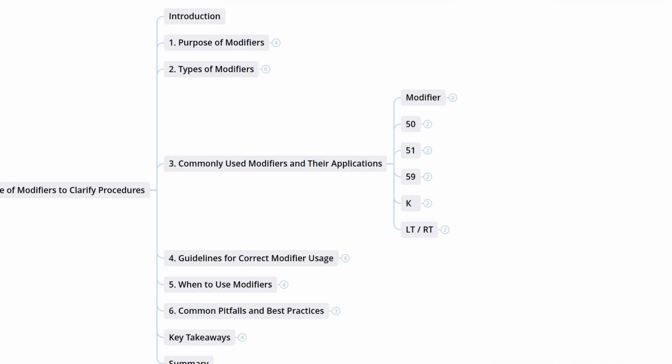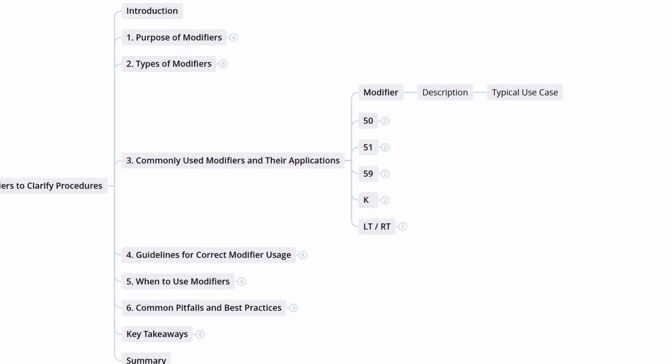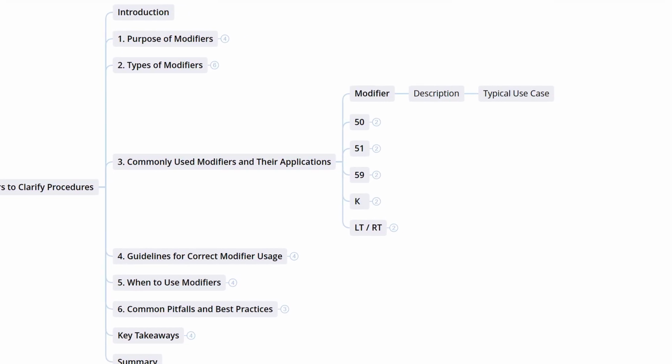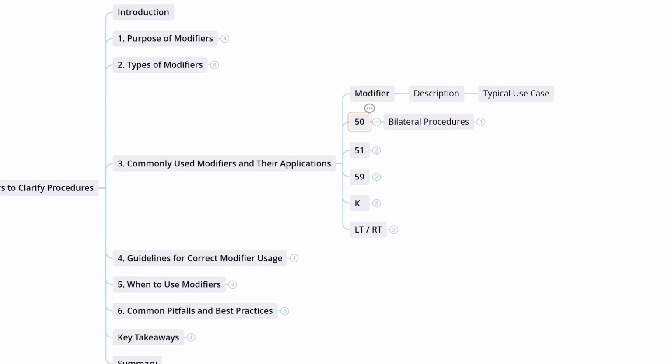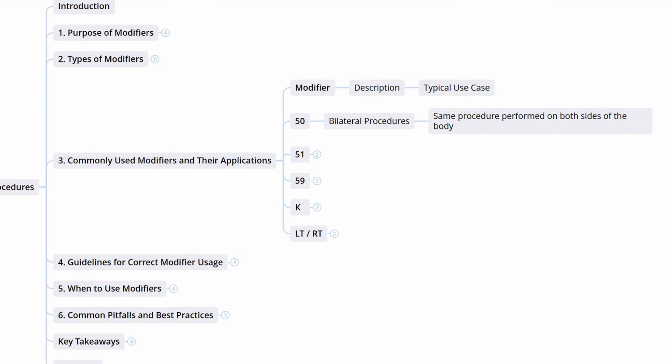Next, commonly used modifiers and their applications. We'll review modifier, its description, and typical use case. Modifier 50 for bilateral procedures. The typical use case is same procedure performed on both sides of the body.